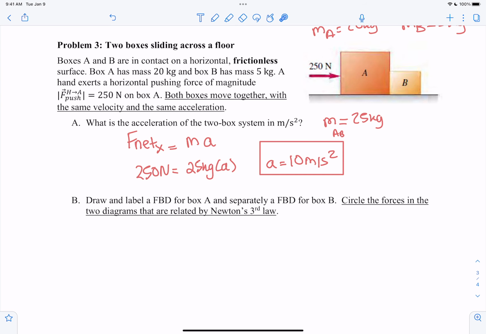Any questions at all? This two box system idea, where you have to make sure that you're adding up the masses, 20 plus 5 kilograms, in order to figure out the acceleration of both boxes. The whole two box system. Sound good?